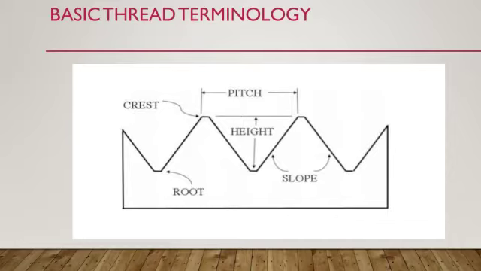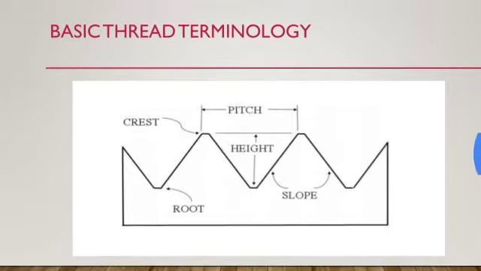Then what are these inclined lines? Those inclined lines we call slants or slope. Then what is this vertical height? The vertical height between the root and the crest is known as the height of a thread. Okay, height of a thread.